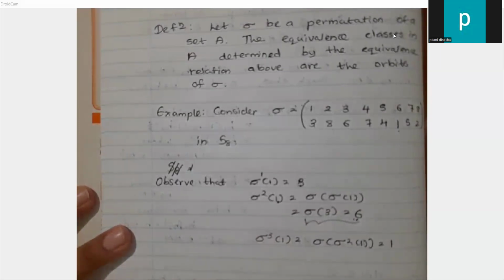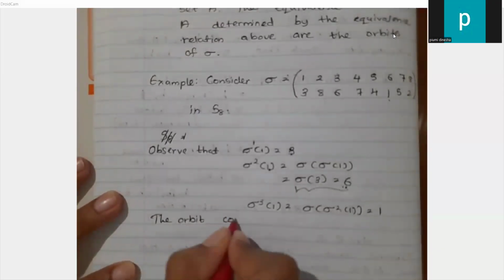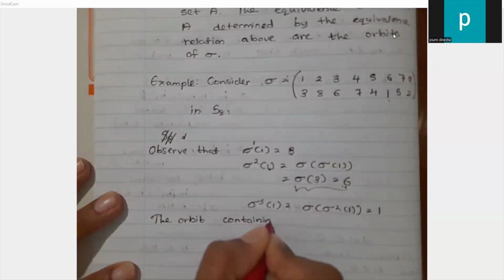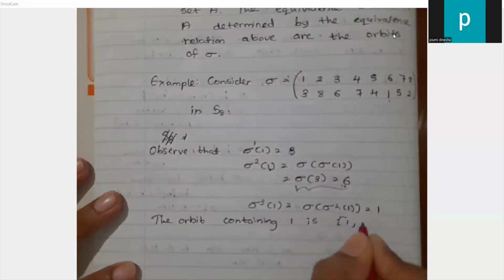So continuing this way, we see that sigma to the 4th power, sigma to the 5th power, will keep on producing the elements 1, 3, 6, in that order, right? So we see that the orbit containing 1 is simply the set {1, 3, 6}.